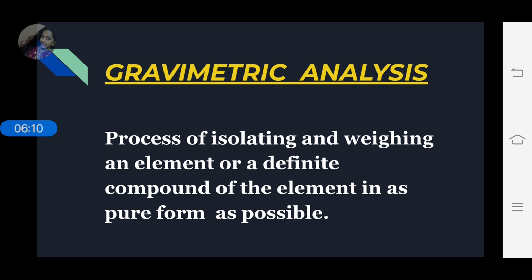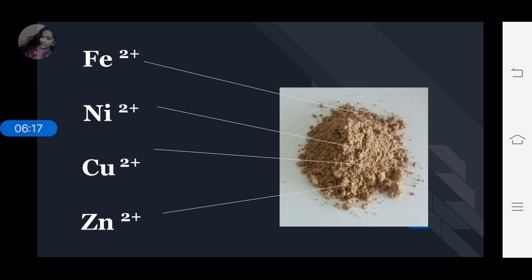Let us understand gravimetric analysis with the help of a figure. You are seeing a mixture over there. This mixture comprises Fe2+, Ni2+, Cu2+ and Zn2+ ions. Now what we have to do is separate selectively only the Fe2+ ion from this mixture. You can do this with the help of gravimetric analysis.